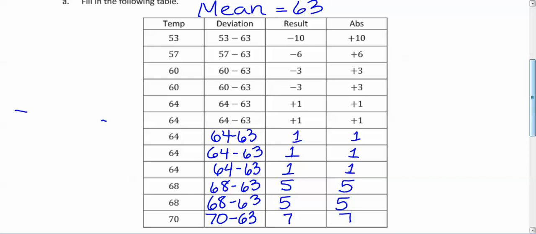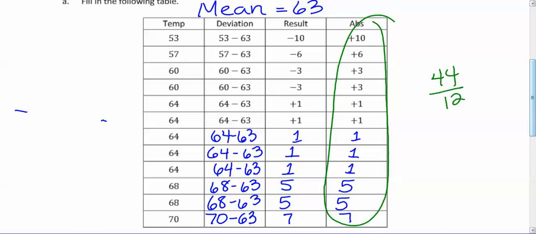So you're just finding the difference between that data value and the mean. That's why they're subtracting 63 from all of these. If you can find the difference between the two numbers, just make sure you write it as a positive here, and you're good. You then take this absolute deviation column, add that up, and you're going to get 44 divided by 12.